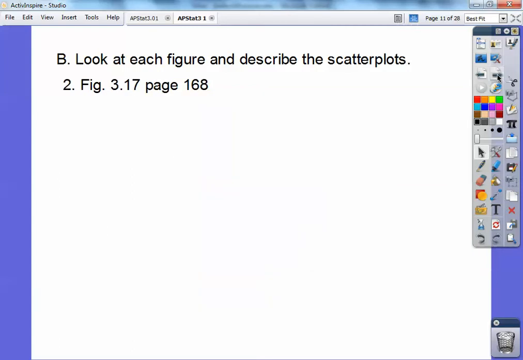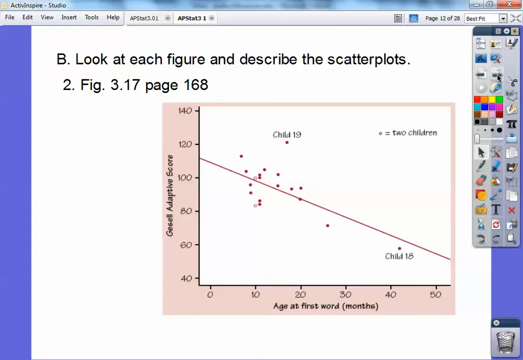This figure comes from page 168, figure 3.17. I told you they're all over the book. We'll come back to these graphs, the one before also. For this one, just look at the scatter plot. Don't worry about everything in here just yet. It definitely looks like it's going down, so it's a negative association, but it's not really strong, so I'm going to say this one's a weak negative association.